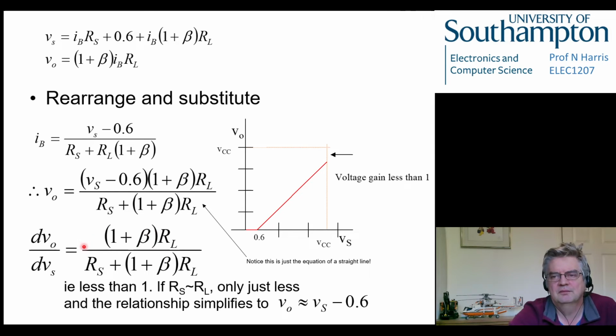So all this nastiness boils down to approximately 1. It's always going to be less than 1, but not much if we can arrange for that approximation to be true. And if that's the case, then the relationship simplifies down to V out is approximately equal to V in minus 0.6. So that's a much simpler approximation than this lot over here. Okay, so we can make these approximations only if this is much bigger than this.